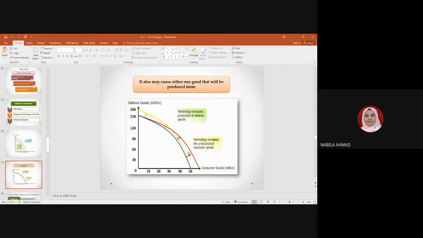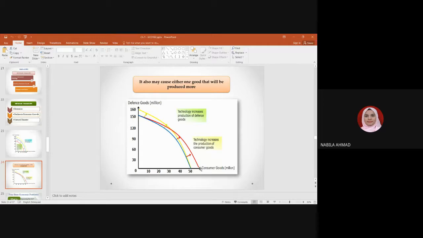blue curve ini, and then PPC shift outwards towards defense goods sahaja. Untuk consumer goods, warna yellow ni consumer goods tidak berubah. Maknanya dia hanya produce kepada defense goods sahaja. Contohnya hanya teknologi increase untuk defense goods sahaja. Consumer goods tidak ada increase in technology. Jadi PPC shift outwards towards defense goods sahaja.